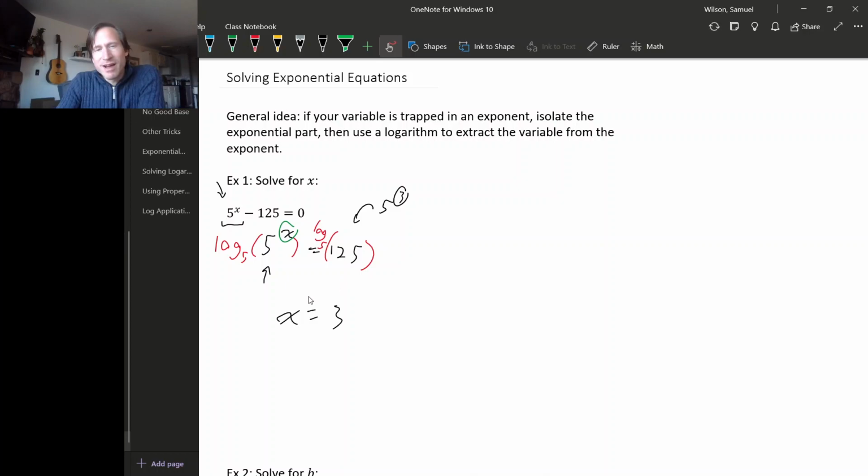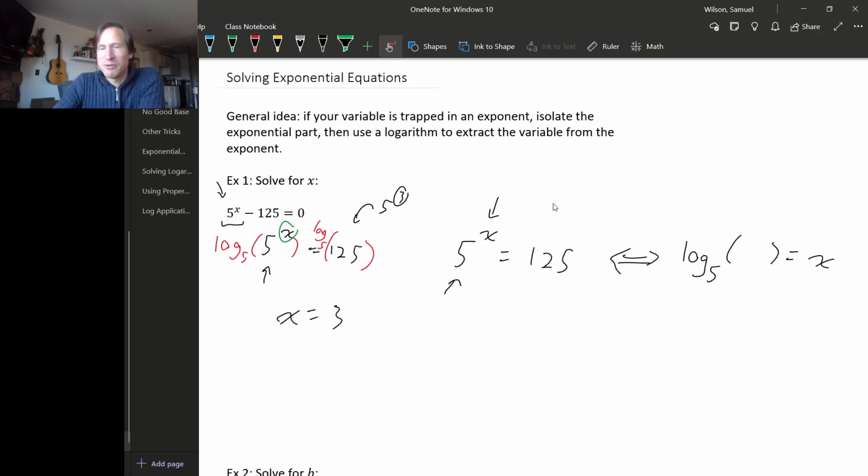There is another nice way to solve this sort of equation. It comes down to the same thing, but it's a different way of thinking about it. So we're looking for an x so that 5 to the x is 125. Well, any equation with an exponential you can turn into an equivalent statement with a logarithm. And the way to do it is the base of your exponential turns into the base of your logarithm. What used to be in the exponent goes over on the right-hand side, and what used to be on the right-hand side goes into your logarithm.